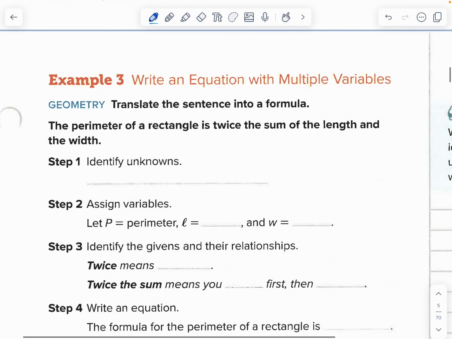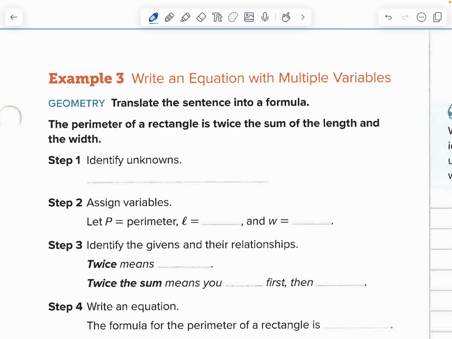This one, translate the sentence into a formula. Perimeter of a rectangle is twice the sum of the length and the width. What do we know? Sorry, identify the unknowns. The perimeter, the length, and the width is what we don't know.